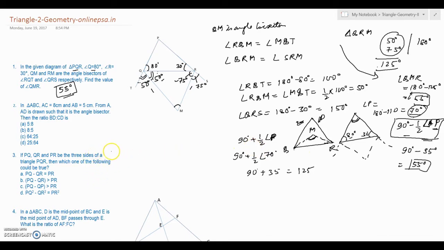Let us go to the second question. In triangle ABC, AC is 8 cm and AB is 5 cm. So there is a triangle ABC.